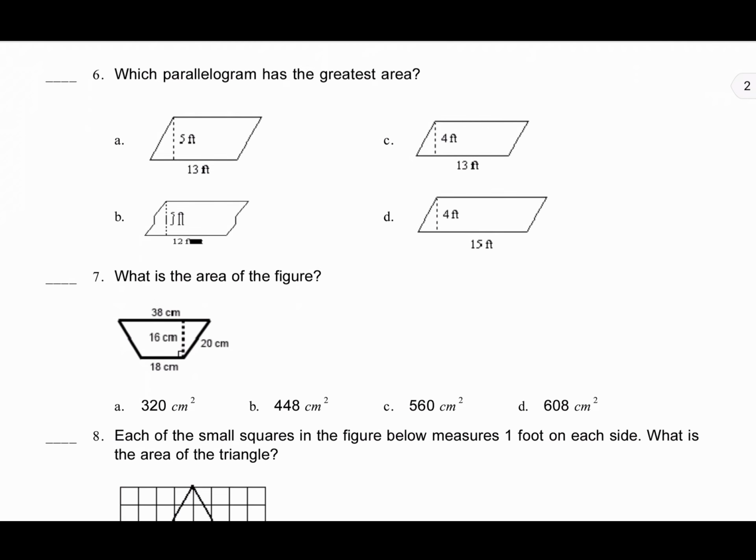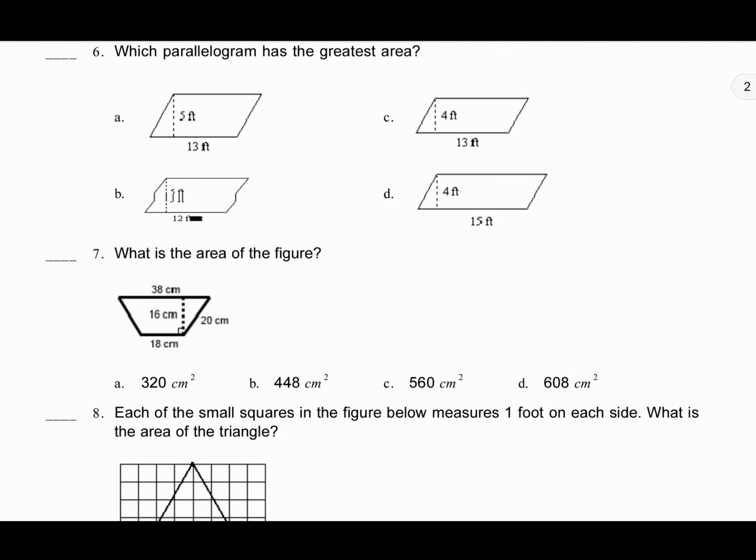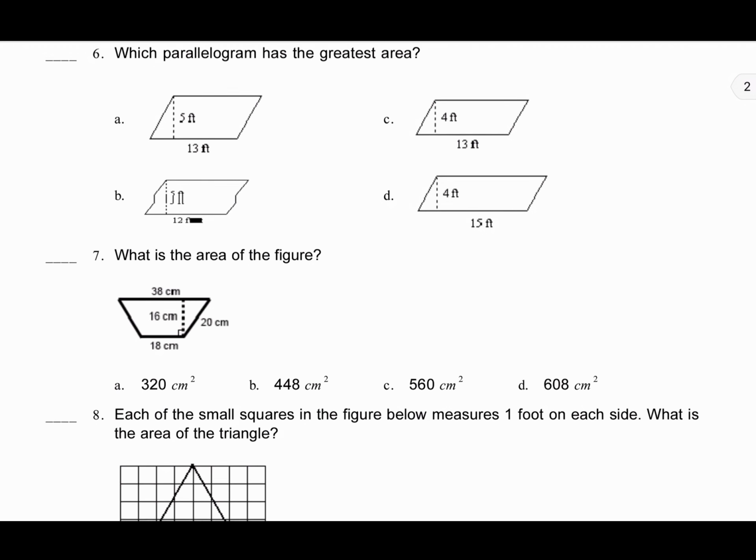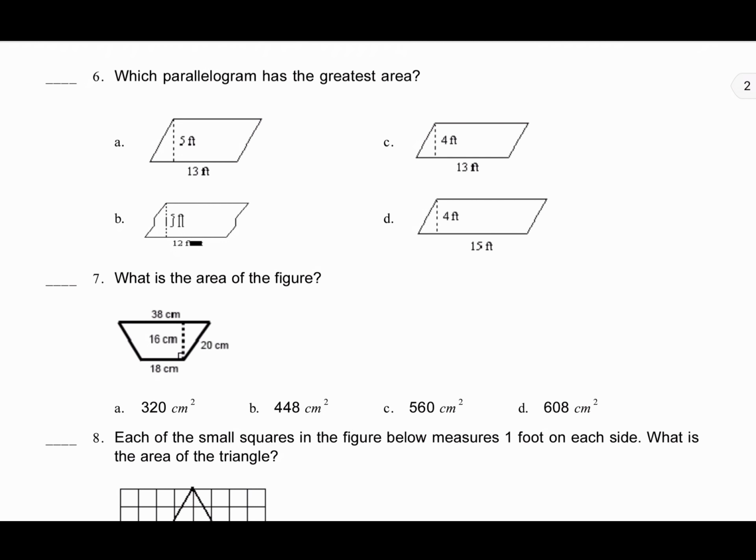Next question. Which parallelogram has the greatest area? The first parallelogram, 5 times 13 equals 65 square feet. Second one, 5 times 12 equals 60 square feet. Third one, 4 times 13 equals 52 square feet. And 4 times 15 equals 60 square feet. So now the greatest area, as you can see, A.